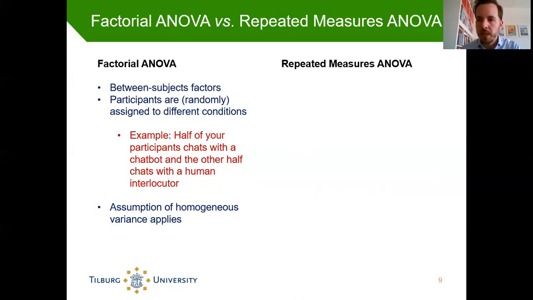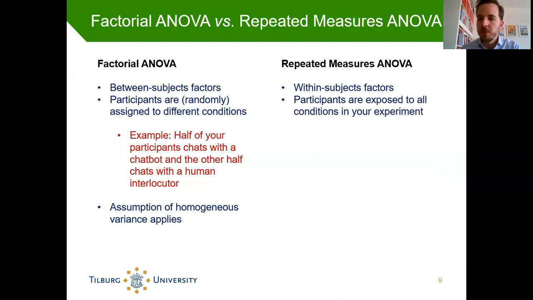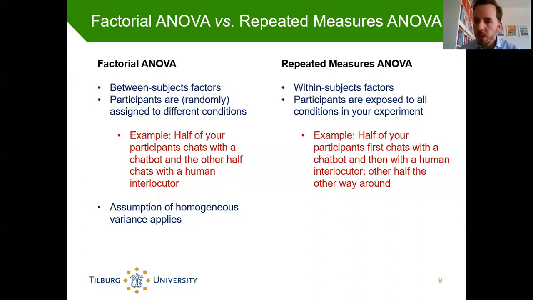Well, if we then look at repeated measures ANOVAs, then as I said, there will be only within subject factors, only within participant factors. So participants do all the conditions in your experiment. So if we look at the same example, what you could do then is have half of your participants first chat with a chatbot, and then also have them chat with a human interlocutor. And for the other half of your subjects, they do the same thing, but the other way around. So you counterbalance things. So this means basically that all your participants have been taking part in both conditions in your experiment. Well, if this is the case, then you do a repeated measures ANOVA.